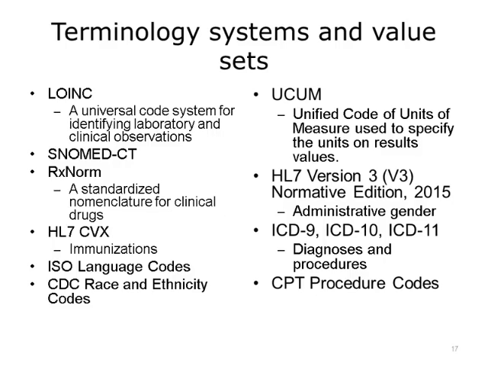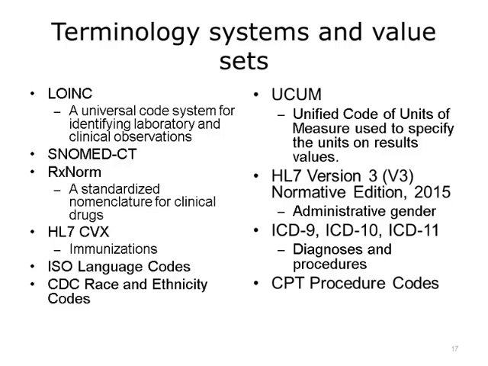This slide shows terminology systems and value sets that have been used as part of the ONC certification of Health IT. Here is a list of terminology systems and value sets, but there are more. LOINC is a code system for identifying laboratory and clinical observations. It is used for lab tests, radiology tests, document IDs, and other data types. SNOMED CT is a rich clinical terminology that covers a lot of different terms. RxNorm is a standardized nomenclature for clinical drugs.